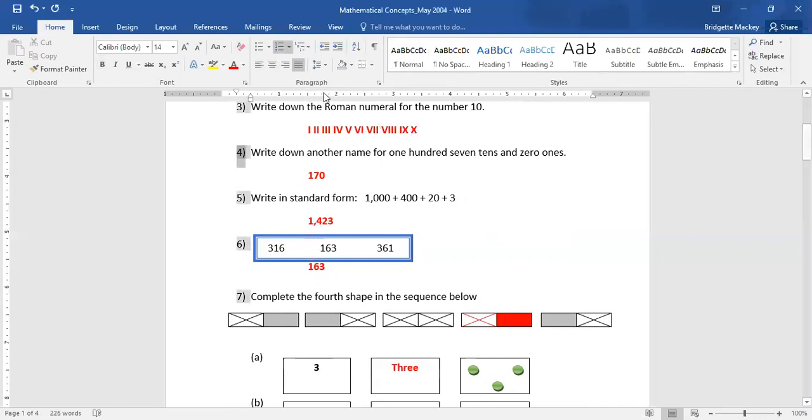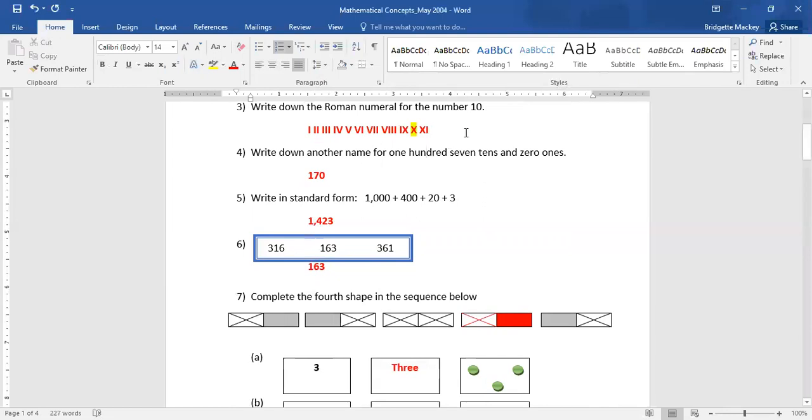And if we wanted to take it one step further, 11 would be XI. Okay, so that's our Roman numerals from 1 to 11, but the question asks us for 10. So the Roman numeral for 10 is simply X.